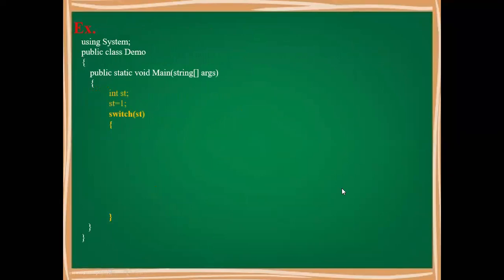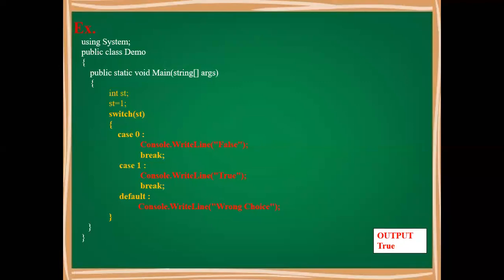We have taken one variable here. A very simple example I have taken. We have taken integer st because we want to give in some values. Our first case is 0. If user enters 0, then Console.WriteLine will print false, and the statement will break. If user enters 1, then it is going to be true. If neither of these is entered, then it will go to wrong choice because we have given only two choices, 0 and 1. So here the output will be true because our variable value is 1. So it will match case 1.